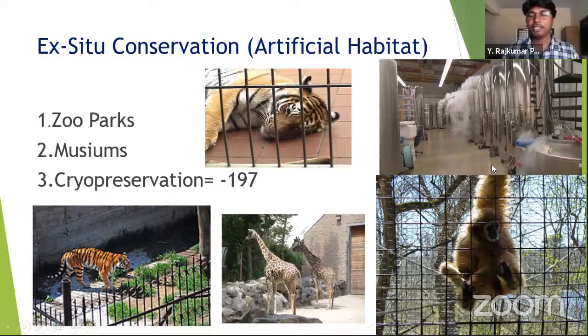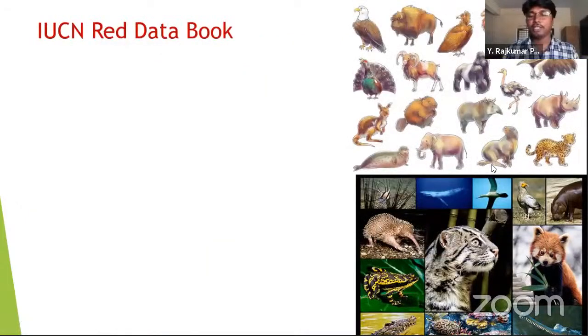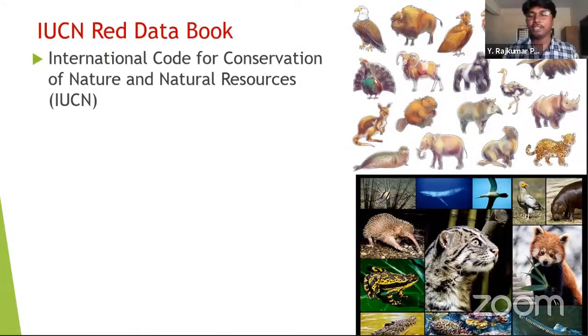IUCN data book. IUCN is an institution, which means the International Union for Conservation of Nature and Natural Resources. Okay, it is most important for your 2 marks question. Remember this: International Union for Conservation of Nature and Natural Resources. This IUCN releases a book called the Red Data Book.